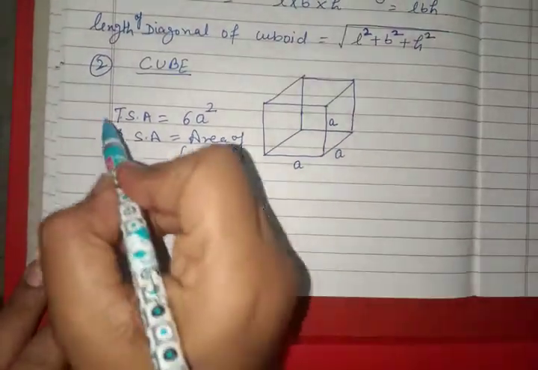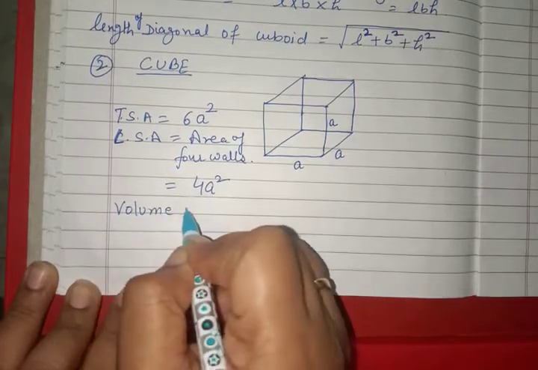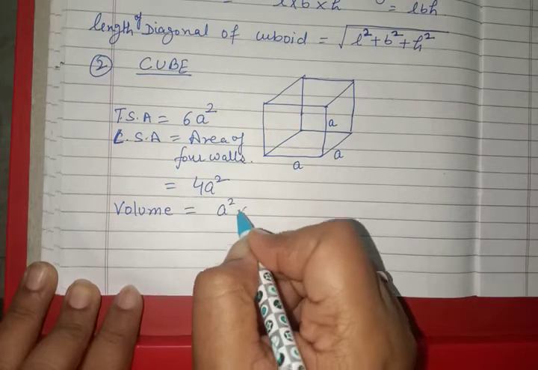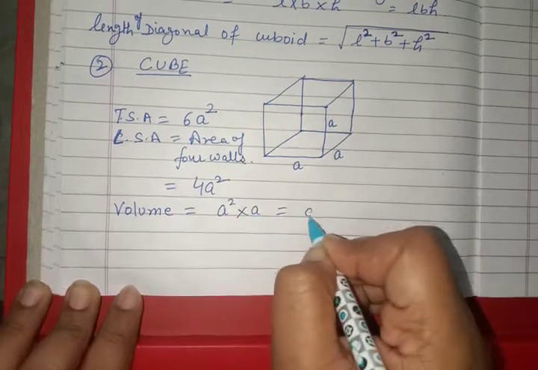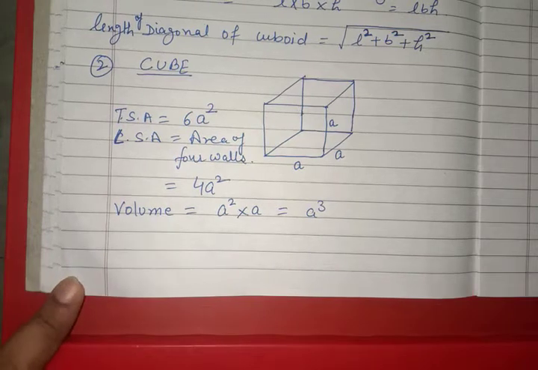Third formula is about volume. Volume, you know, it is base area, which is A square, into height, which is again A. So formula is A cube. Formula for this is A cube.